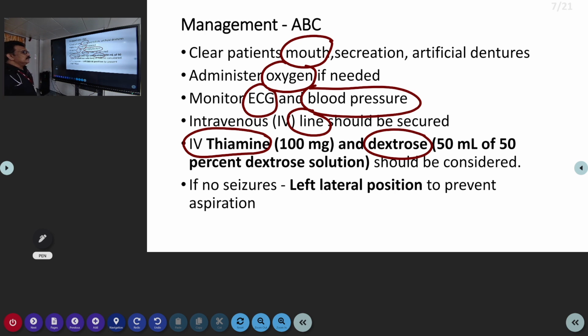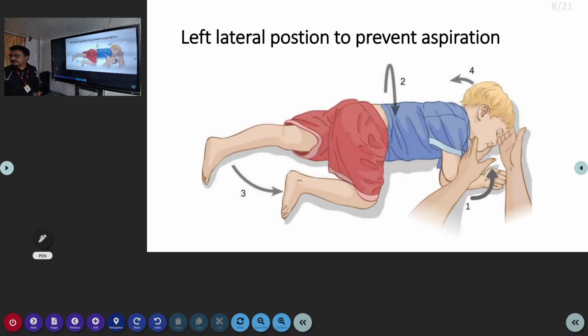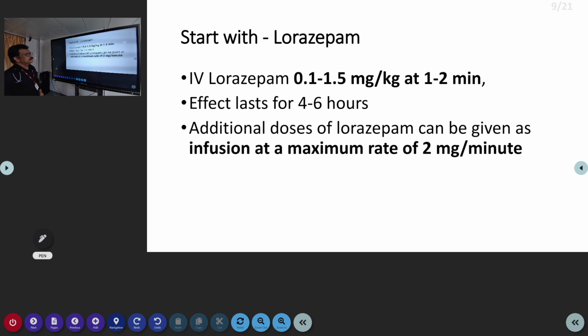Now, if the patient's seizure episode is over, you have to keep the patient in the recovery position, that is left lateral position, that prevents aspiration. So, that is also very important. Now, left lateral position is a very important position. You can keep the child or adult in left lateral position. Patient will be mostly unconscious, so it will prevent the aspiration. So, that is a very important step in management of seizure in the emergency room.